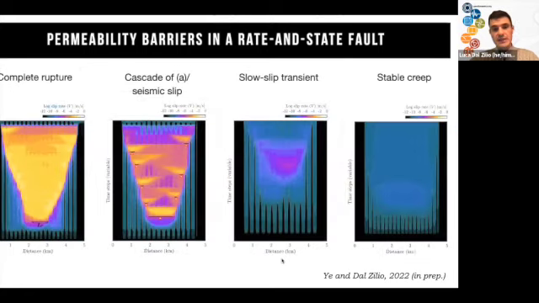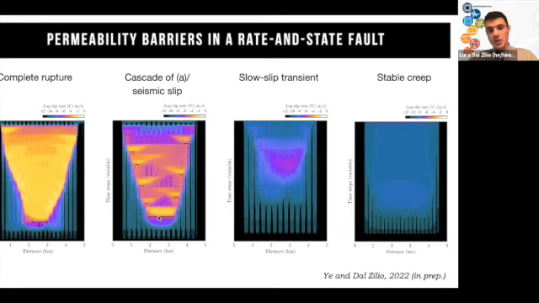So here you can see some of these results where basically by changing the size of the seismic patches compared to the barriers, we can either have a case where we have a complete rupture, meaning that the seismic event is nucleating and then is capable of jumping this barrier and have a complete rupture of the fault. In this case, instead, the barriers are sufficiently strong to prevent a complete rupture, and we have a cascade of seismic and aseismic slip.